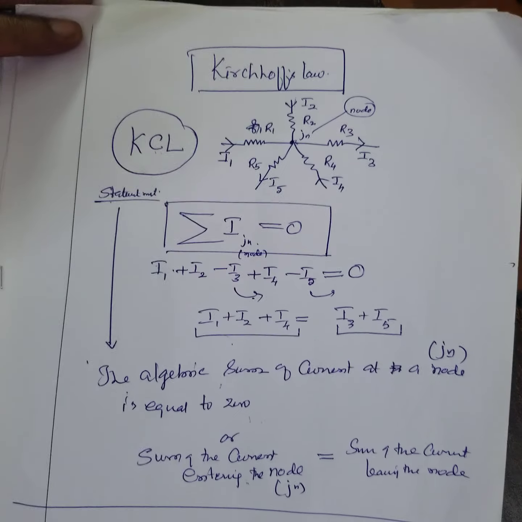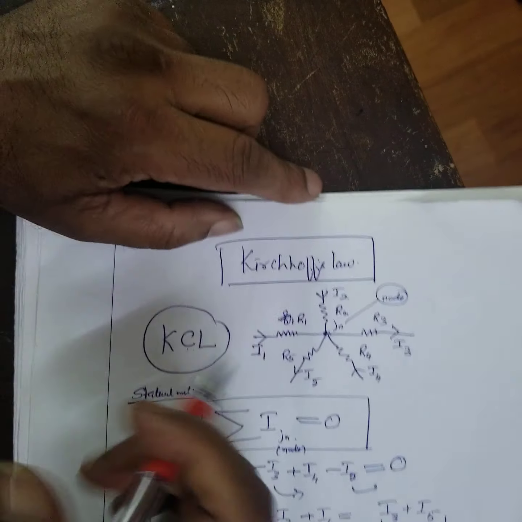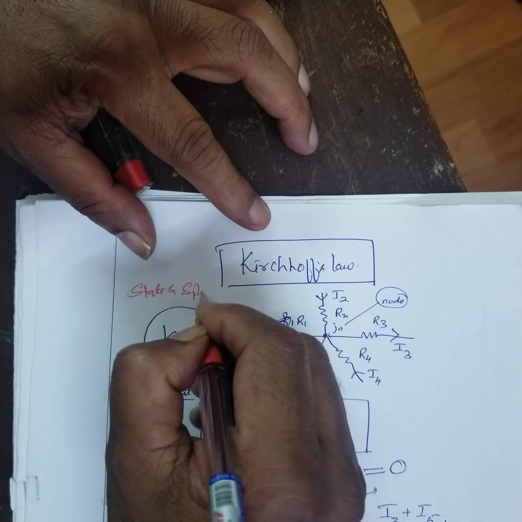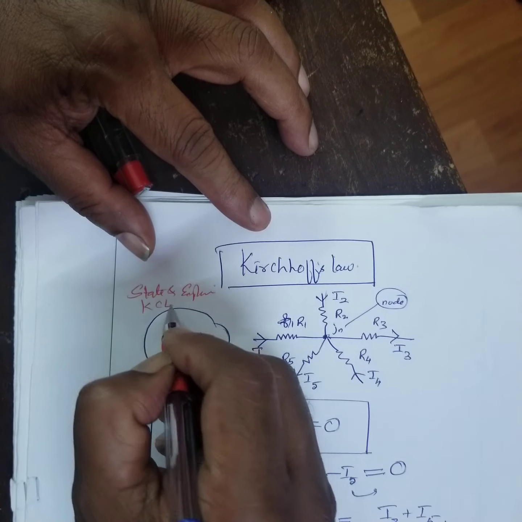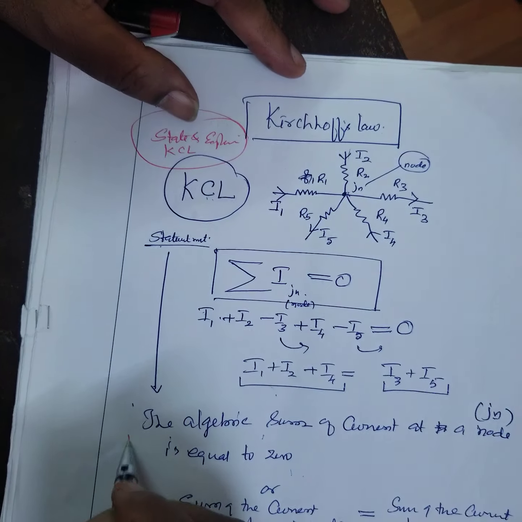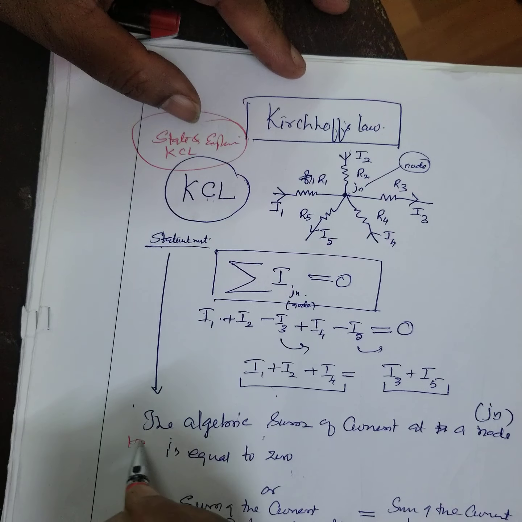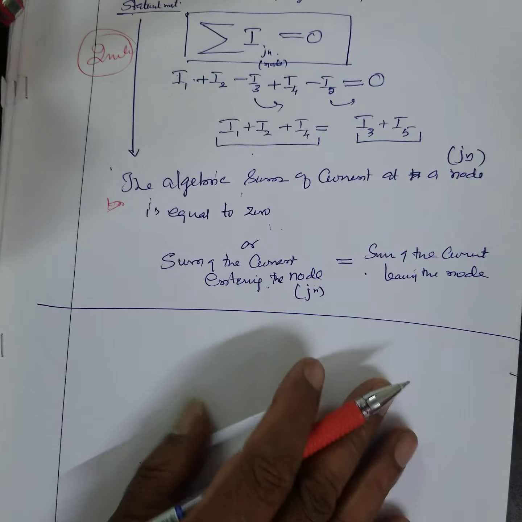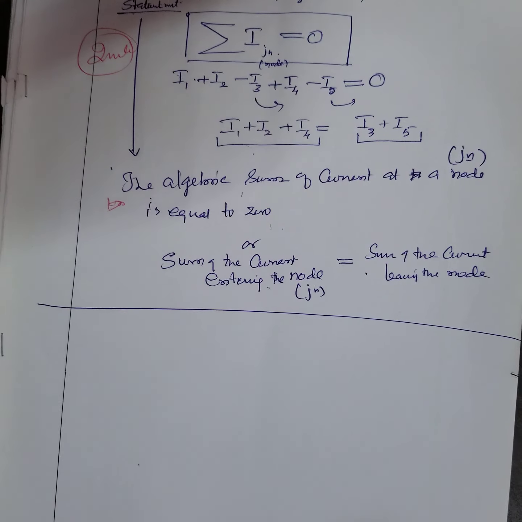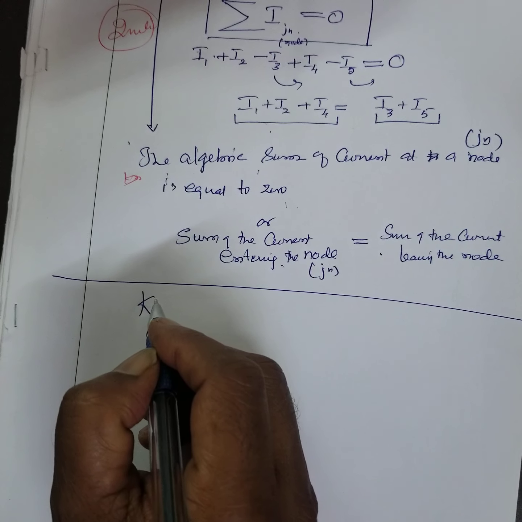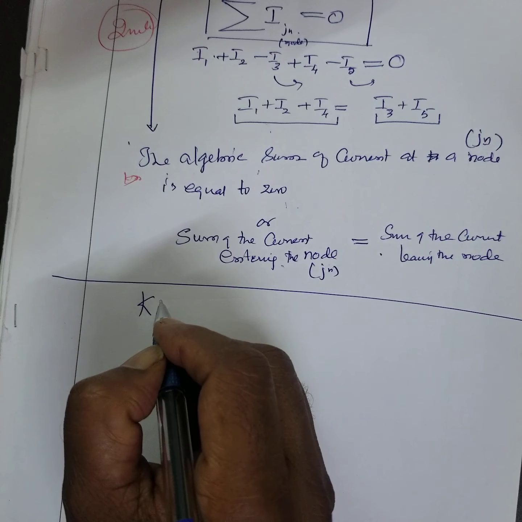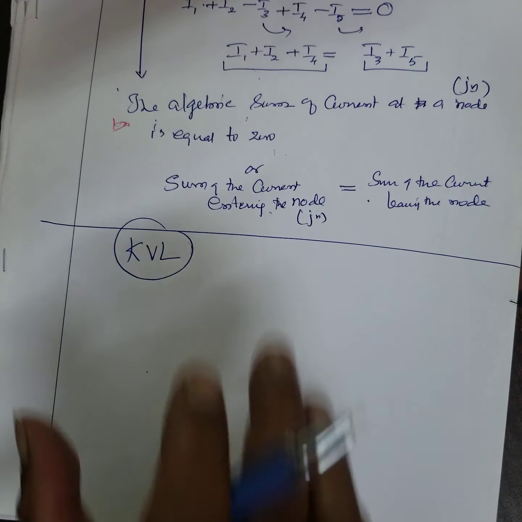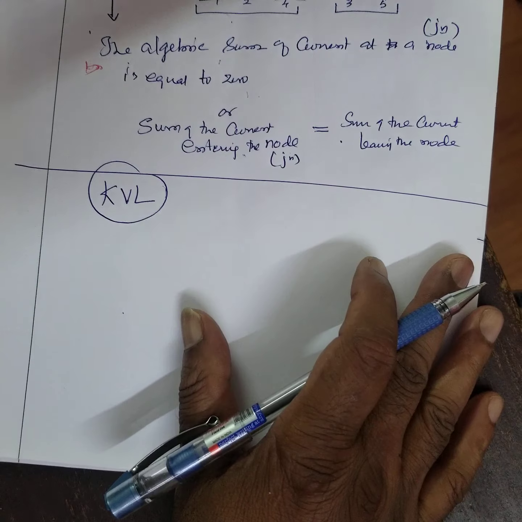They may ask you to state and explain Kirchhoff current law. Statement is 1 mark and explanation is 1 mark, so 2 marks they'll ask you. Or they may ask you to state Kirchhoff current law. Another thing, Kirchhoff voltage law. This is the second law. They may ask you separately to state and explain.